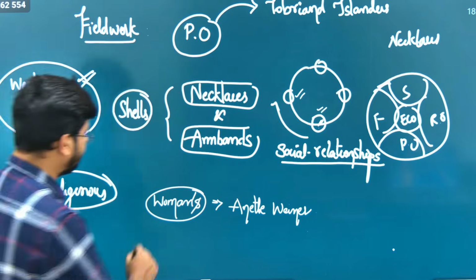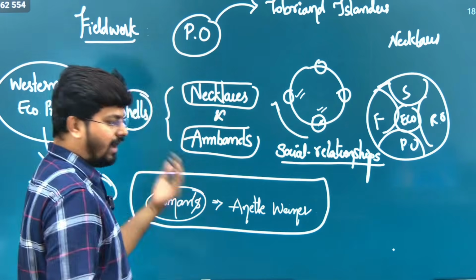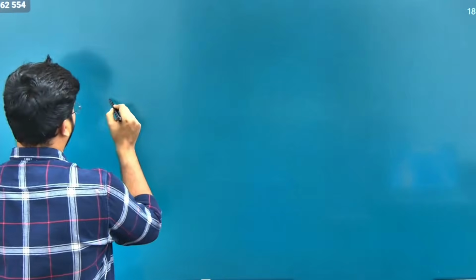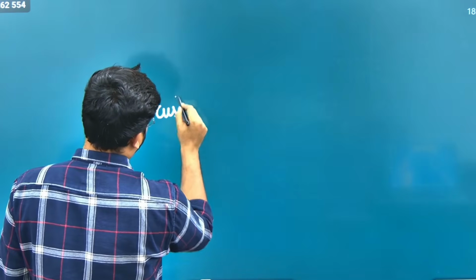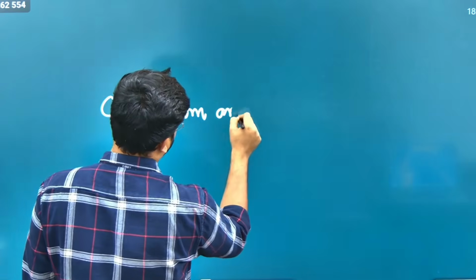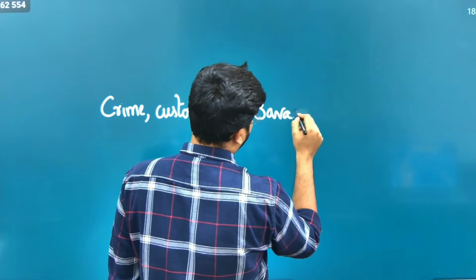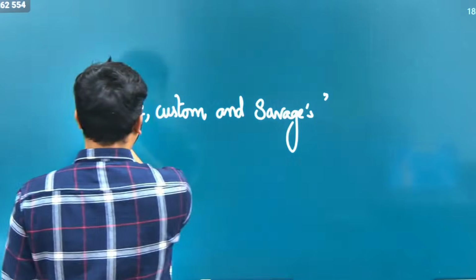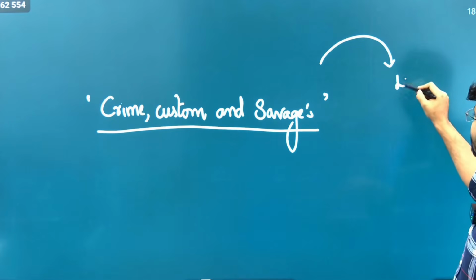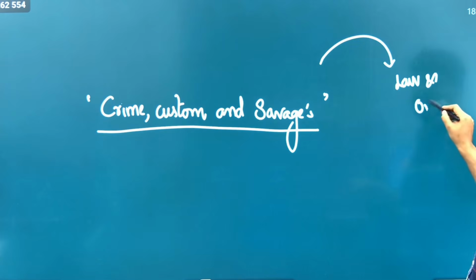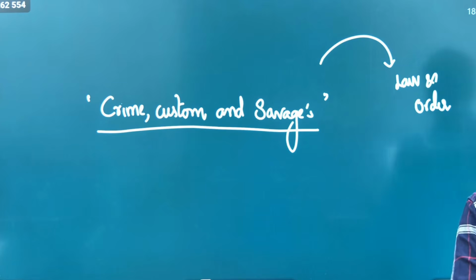So now this is with respect to collaring, and there are other works. Crime and Custom in Savage Society. He tried to understand how law and order is maintained in simple societies. What do you think? How is law and order maintained in simple societies? Just think about how law and order is maintained there.